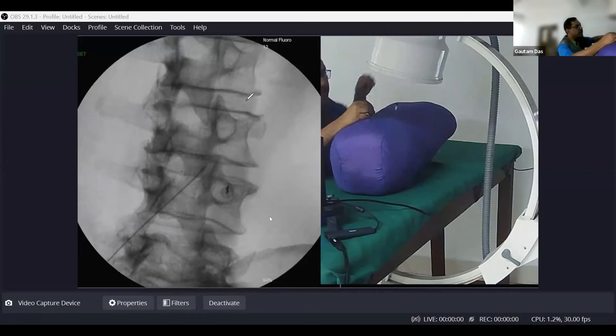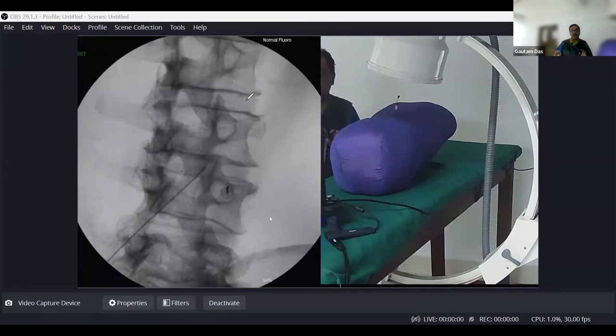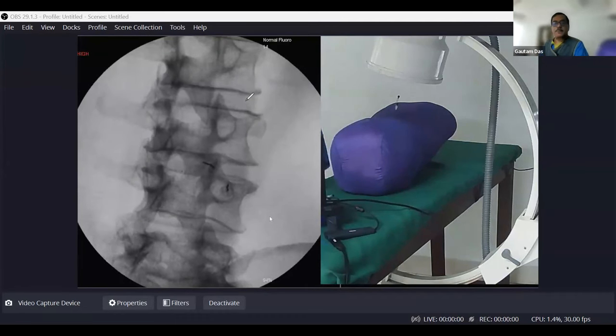So here, any part of the joint is okay. Some books say the lower part, but that is not important. Anywhere you can go. If you go to the upper part, the only thing is that the nerve root is there, and you can go into the foramen. In the lower part, there is less chance of going into the foramen. But otherwise, any part of the facet joint is okay.